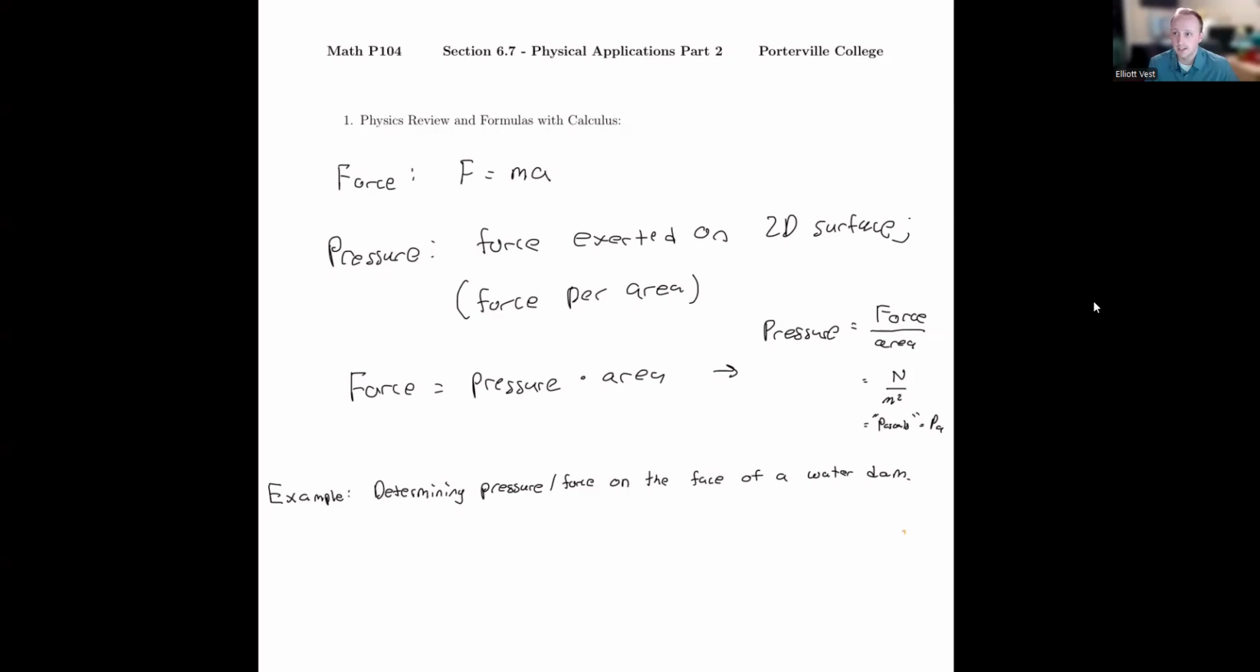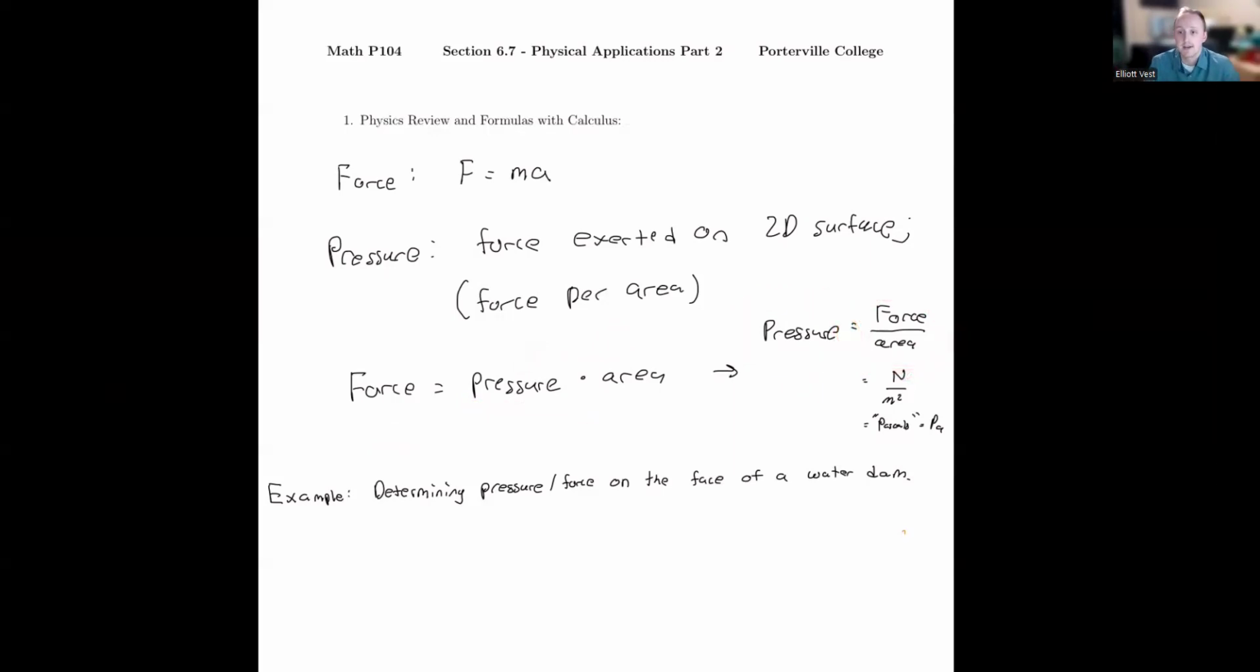So for force, again, force is equal to ma, but there's another part of force that we haven't talked about yet, and that's related to pressure. Pressure is the force exerted on a 2D surface, so really, it's a force per area. In general, you can look at it in these two formulas. Force is pressure times area, so P times A, or if we divide by area on both sides, pressure is force divided by the area of the plate you were looking at.